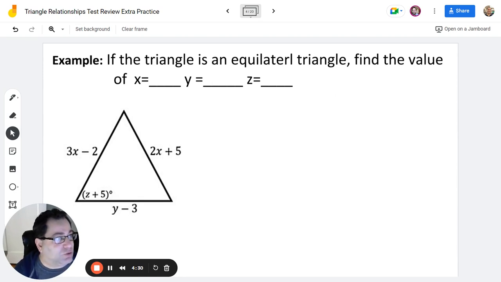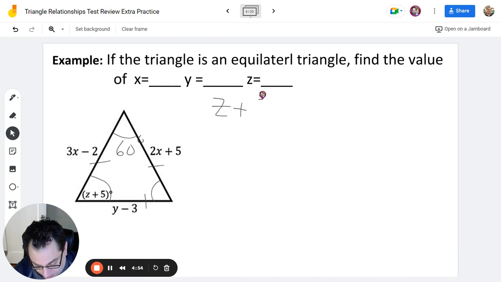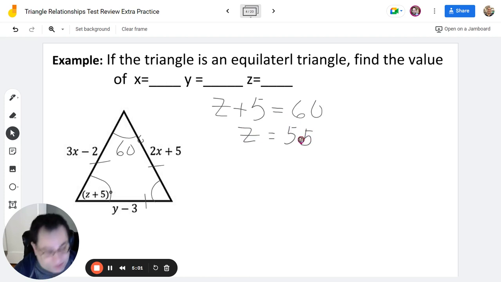If the triangle is equilateral, find the value of x, y, and z. So a couple of things about an equilateral triangle. In an equilateral triangle, we know that the three sides of a triangle are congruent and that each angle is equal to 60 degrees. So given this fact, we can solve for z right away. So z plus 5 is 60. And then I subtract 5, and z is equal to 55. So we found one of our variables to be 55.